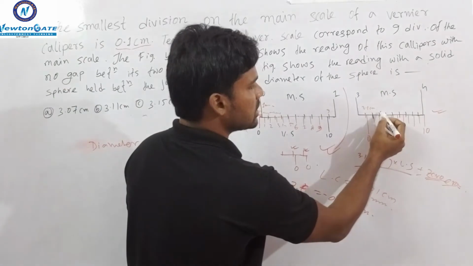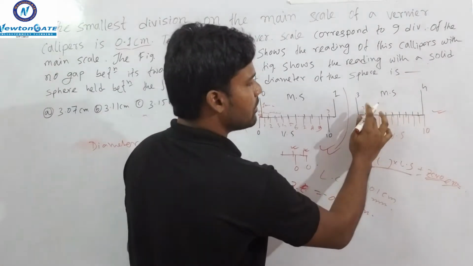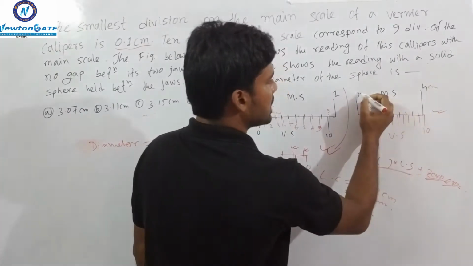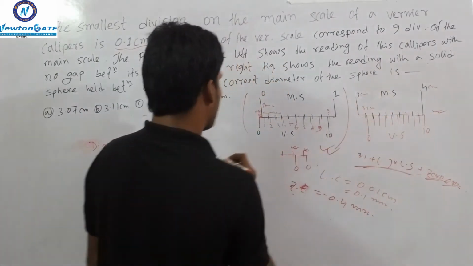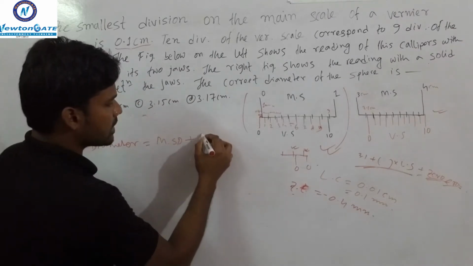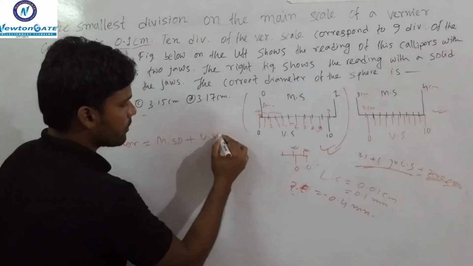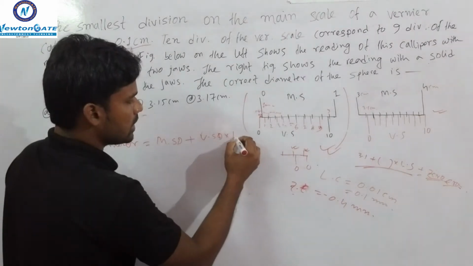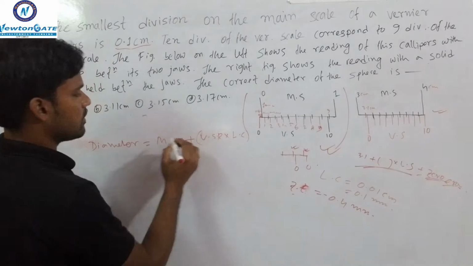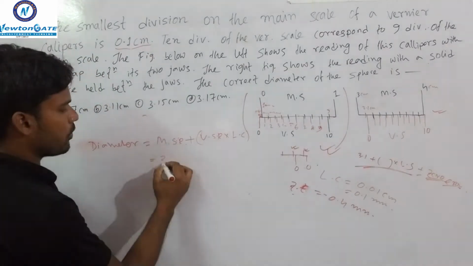This is 3.2, this is 3.4 in centimeter, or in millimeter that should be another reading. This is the centimeter scale, right? 4 centimeter, this is 3 centimeter. That means this is 3.1 centimeter. So main scale reading, main scale division plus vernier scale division into least count, or MSR, main scale reading, what?